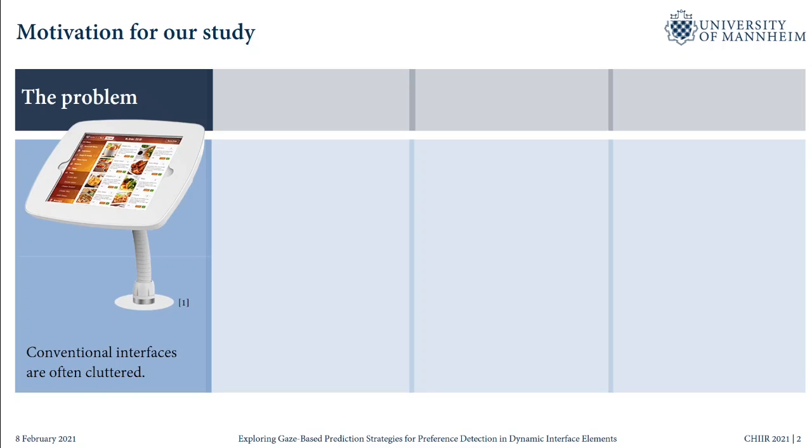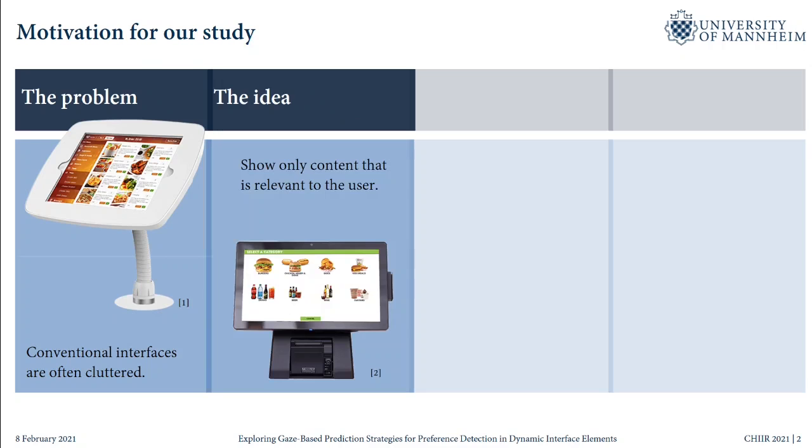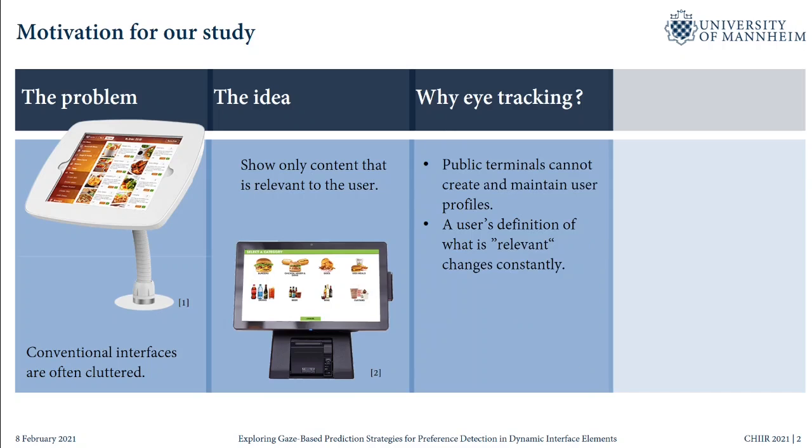Why is this relevant? We have probably all made the experience of cluttered user interfaces that present so much information that it is nearly impossible to find the one thing that we are actually looking for. The logical solution is to simply present only the information that is really relevant to the user. The only problem is, how can the interface know what is relevant?